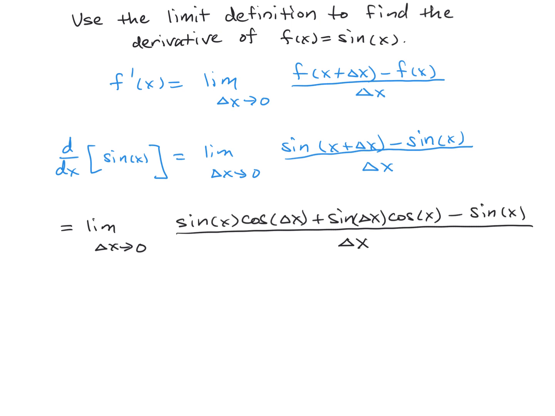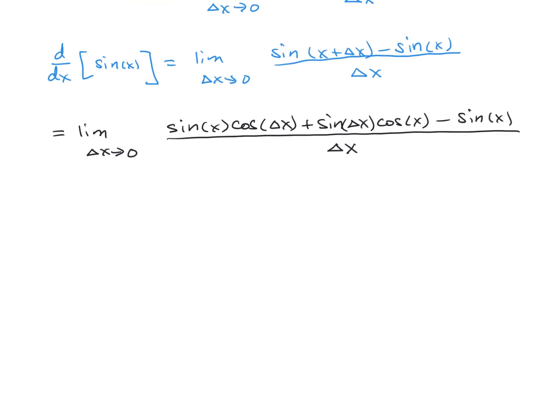And it looks like we made a huge mess here, but the strategy is to actually split this up into two limits that are going to exist. And in doing so, we want to think about our final answer. We'll learn quickly that the derivative of the sine function is the cosine function. So we want to split it apart so that we have those two pieces separate.